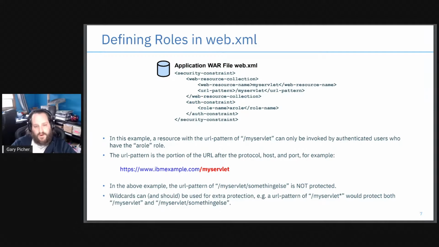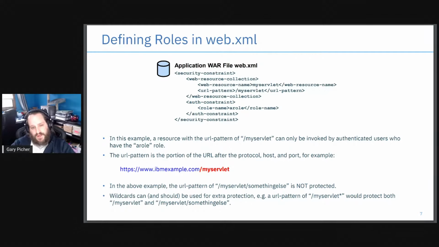Now, one thing to point out here is I say authenticated user. When a browser tries to access a protected endpoint of the Liberty application server, the authentication flow will be kicked off by Liberty under the covers. And that's dependent on how the administrator has configured the authentication, normally to an LDAP registry.